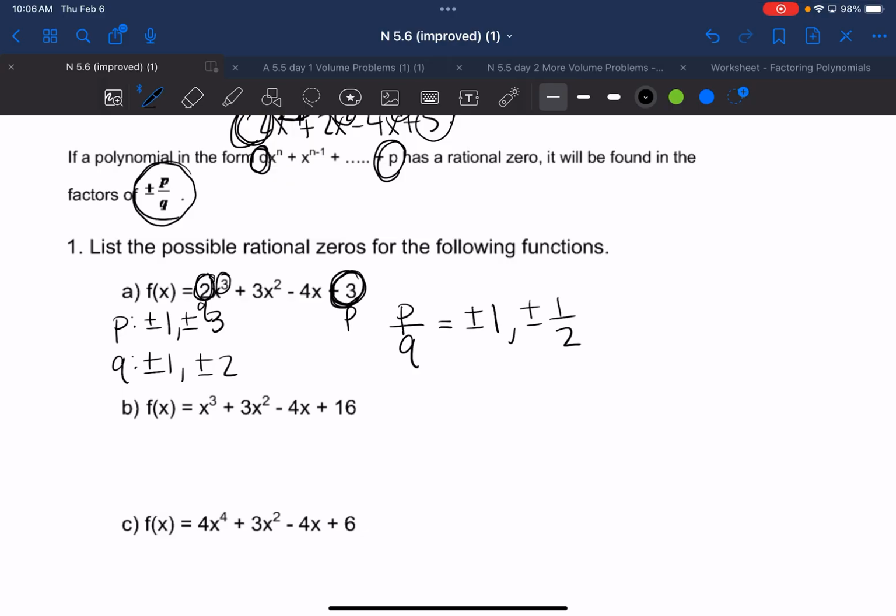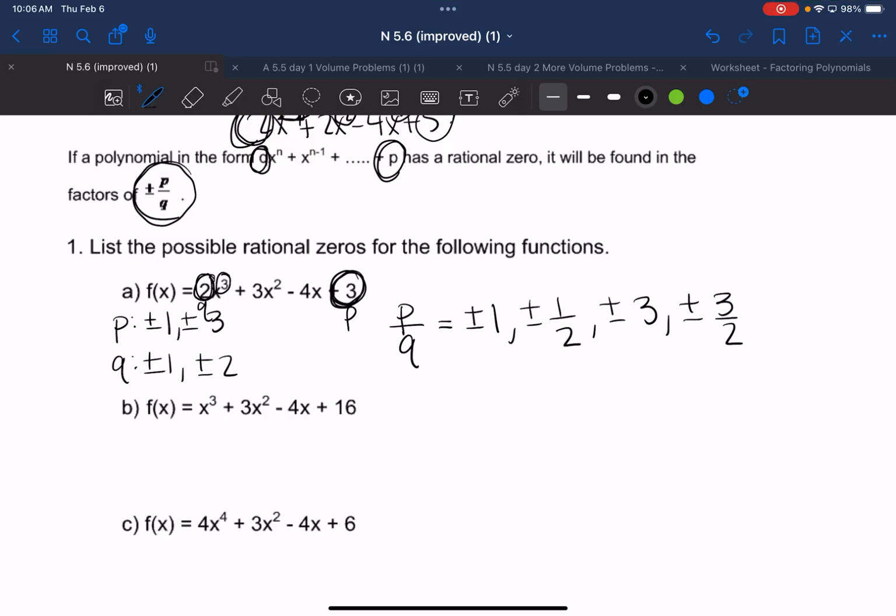Now let's try using the 3 for our p value. So for p, if p is 3, I could do 3 over 1. And 3 over 1 simplifies to just 3. Okay, so let me add that to the list. And then the only other option would be to put 3 over 2, right? So plus minus 3 over 2.